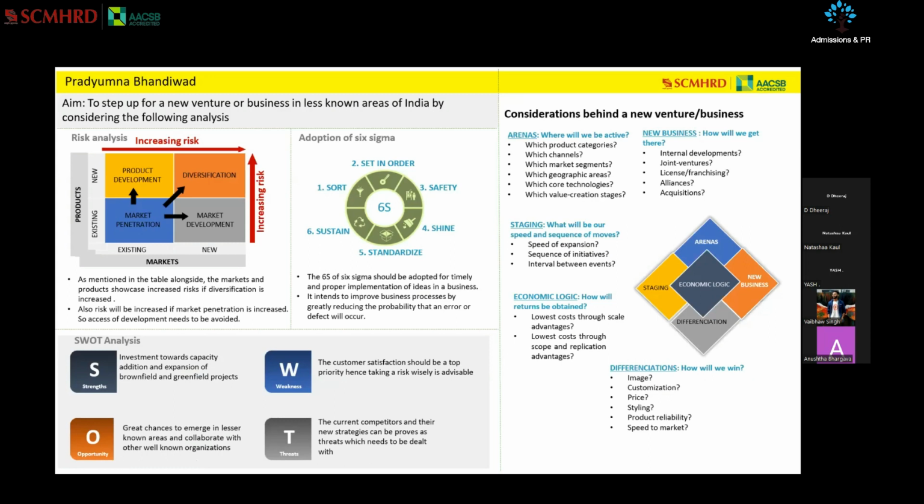And also a 2 by 2 grid where you can map the markets and the products which are currently there, which means that you'll have to research upon the market penetration, product development, diversification, and the market development. You can see how the risk increases with the flow of the graph. As mentioned in the table, the markets and the products showcase the increased risk if the diversification is increased. So these are some of the points you'll have to consider.